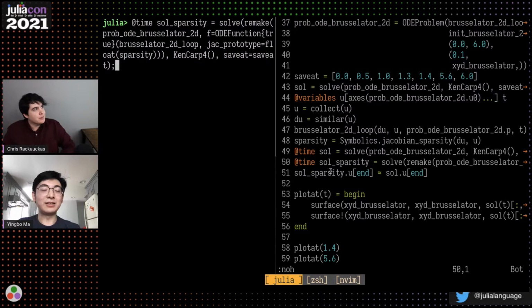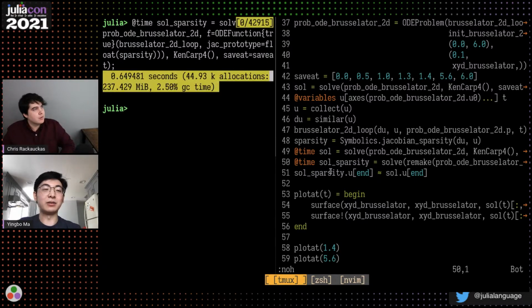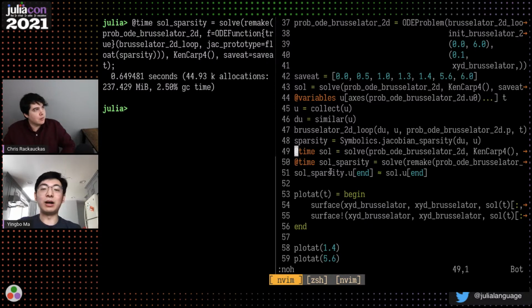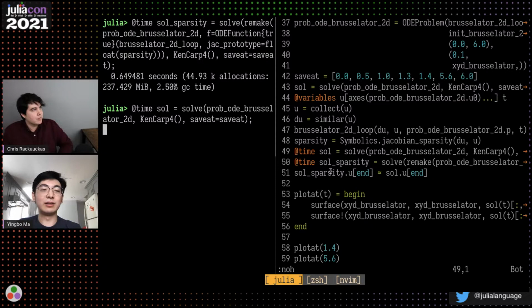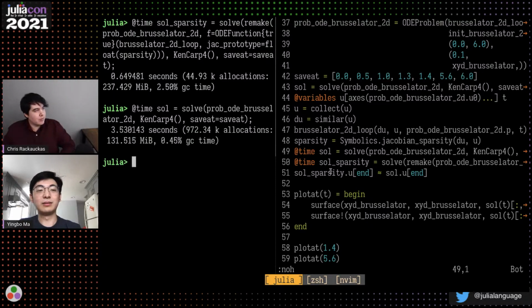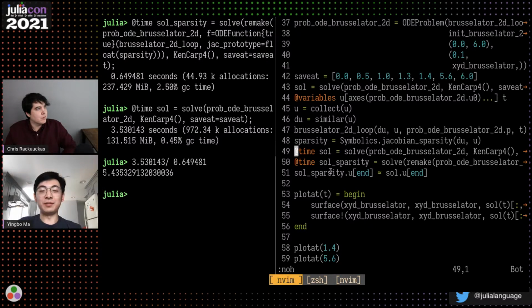Yep. So let's time it the second time, and that takes only about half a second, while the unoptimized version takes about 3.5 seconds. So how much exactly? A bit over 5 times speed up, right?